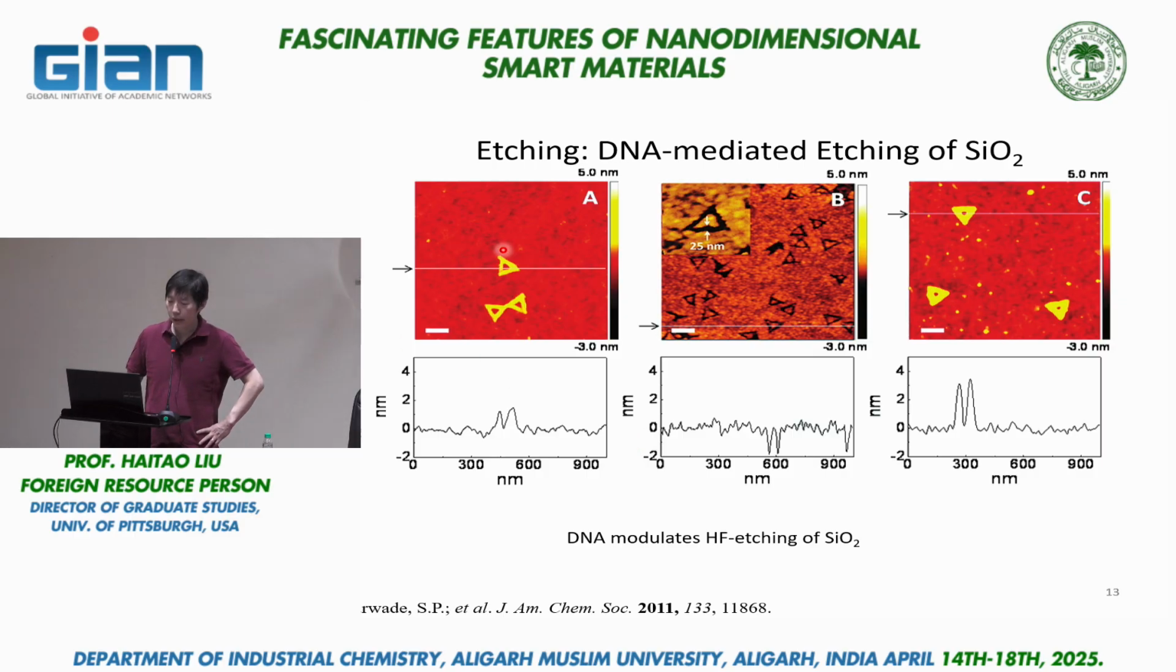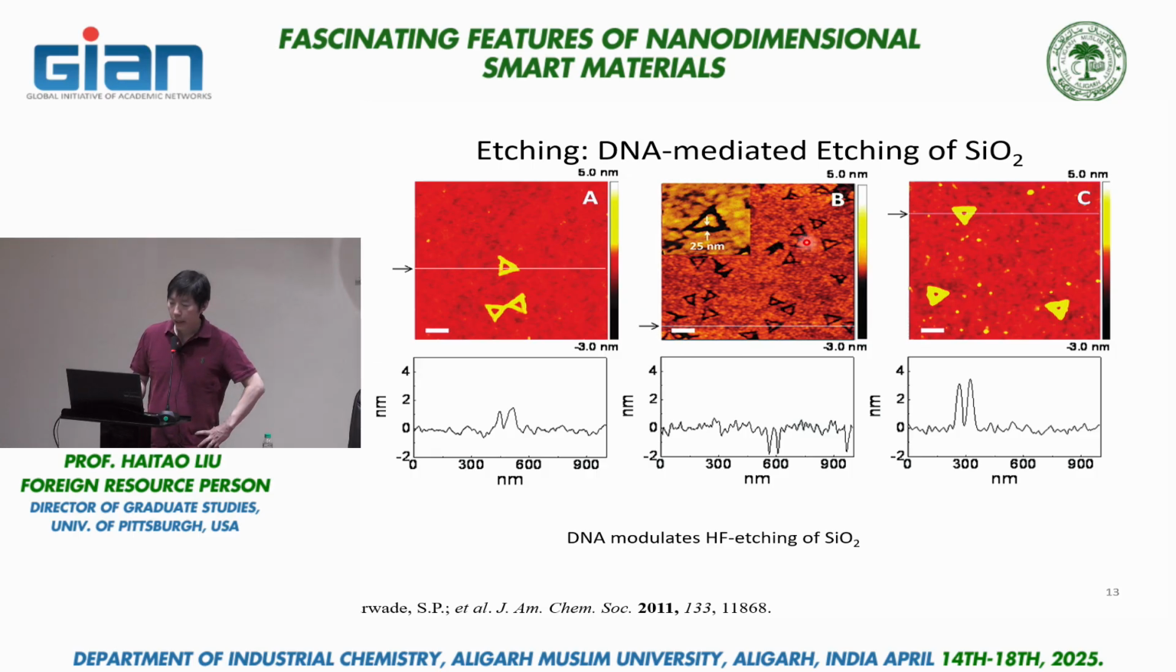So what I show here are atomic force microscope images of a DNA triangle that you're probably already familiar with. And those DNA triangles are deposited onto a silicon wafer with a thermal oxide layer. The oxide layer is about 300 nanometers. What we did then is we flow hydrofluoric acid vapor over this DNA deposited wafer surface. And what we found was that there are two different outcomes depending on the reaction condition.